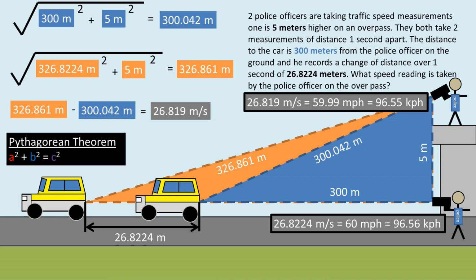Comparing these two speed readings, they are so close to one another that the height difference is negligible in this case. We get around 60 miles per hour for both officers.